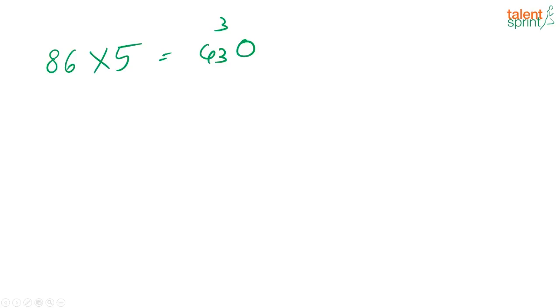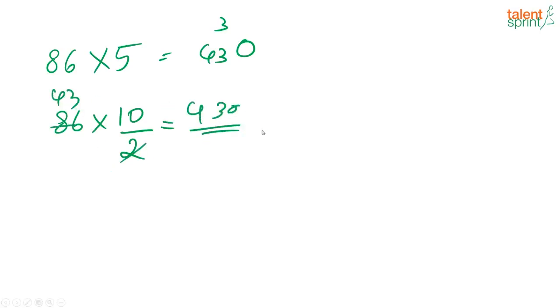What you do is, whenever you have to multiply a number by 5, see, what is 5? 5 is nothing but 10 by 2. So just what is 86 by 2? 43. So your answer is 430. Do it like this. Okay, this is the easiest way to go about.